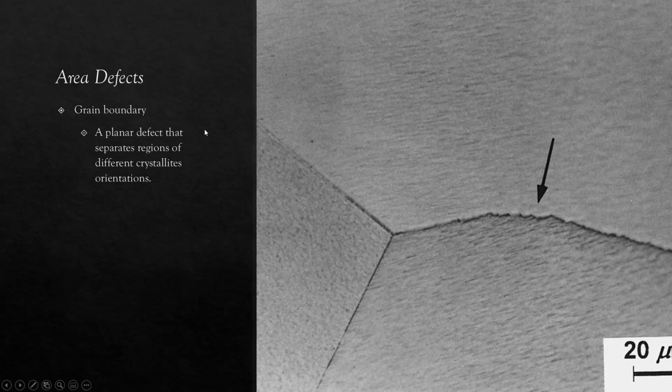So the last type of defects we have is area defects or grain boundaries. So when crystals were forming, the crystals keep growing until they hit each other, and they're separated by those lines, which we call grain boundaries. So in this picture there are three. There's one, two, three different crystals with different orientations, and they're separated by this grain boundary.